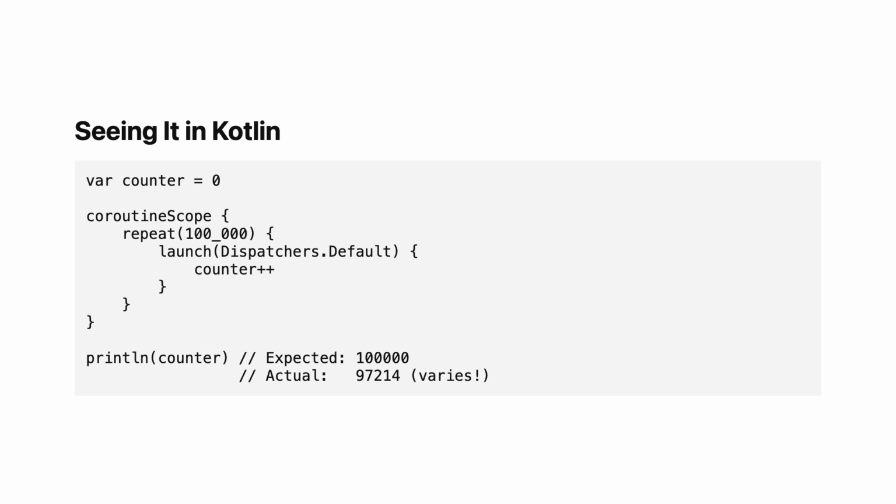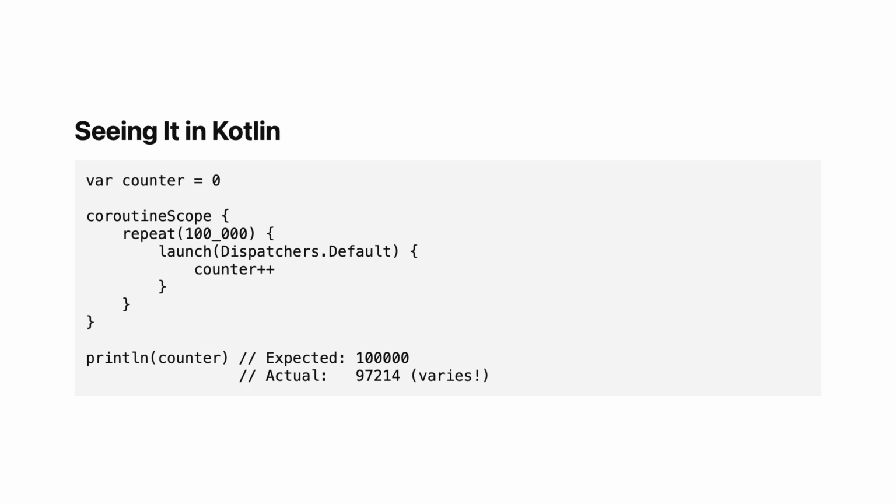Even though coroutines are lightweight and run on a thread pool, multiple coroutines can be running simultaneously on different threads. When two coroutines on two different threads both read counter at the same instant, both see the same value, both increment it, and both write back, one of those increments is lost. The bug is not obvious from reading the code. The code looks perfectly sequential and reasonable, but it is broken by concurrency.